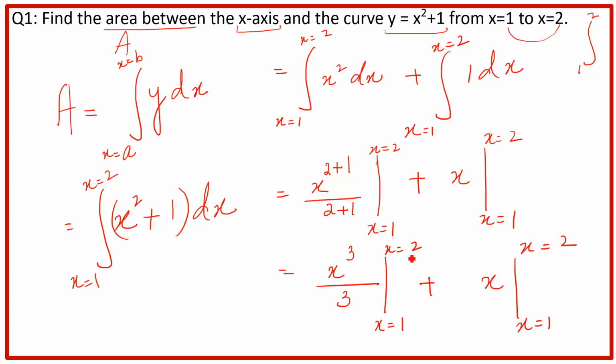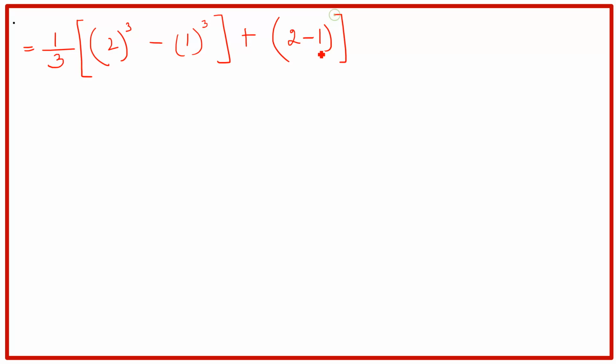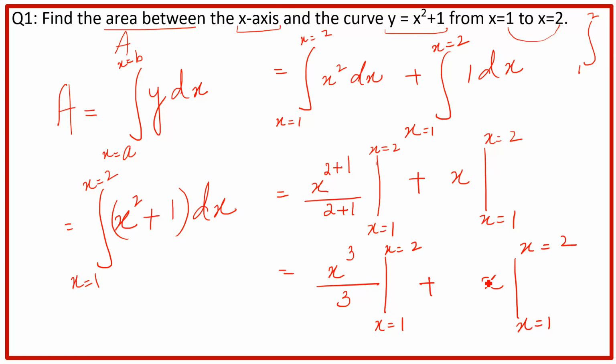Now we are going to put this limit. This is the upper limit. Instead of this x, we will write down 2 minus again we will write down 1. Same thing we will do here. This is constant 1 over 3. So we will take 1 over 3 like this outside the parenthesis. And then see what is the first is x cube. So upper limit is 2 cube minus 1 cube. And then here is 2 minus 1. I can make like this. Here, this is x, 2 minus 1.